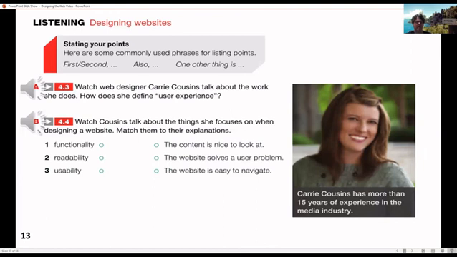Okay, so the question in here is, how does she define, or what meaning does she give to UX? Again, you can pause now, go back, listen. All right, so what did she say about UX?